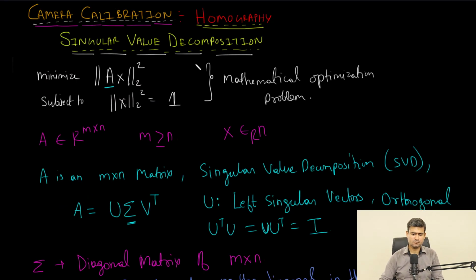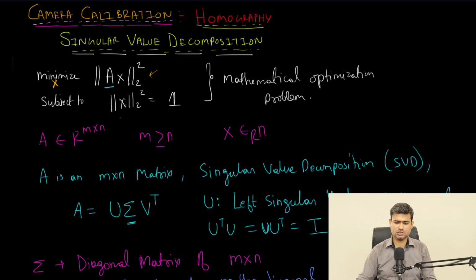So now the question is, given the singular value decomposition of matrix A, how do we use it to minimize the objective function over here, subject to the constraint on the norm of the vector? Here we are minimizing with respect to the variable x, which is the variable of the optimization, where the constraint is that the norm squared of vector x is equal to 1. So how do we use a singular value decomposition to solve this mathematical optimization problem?